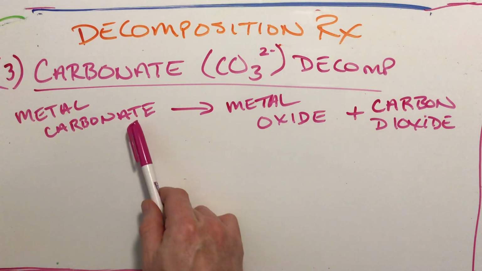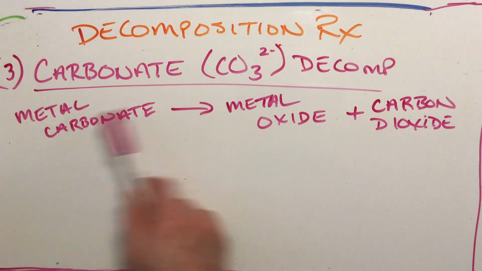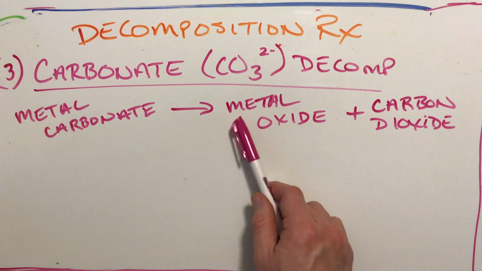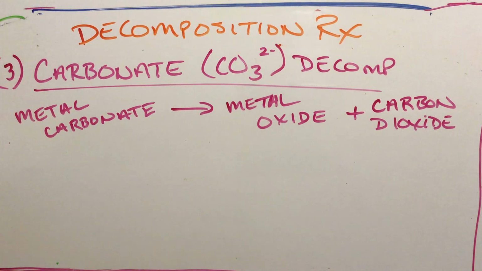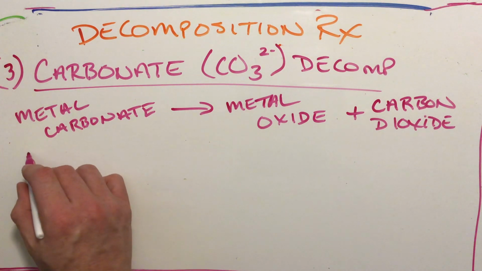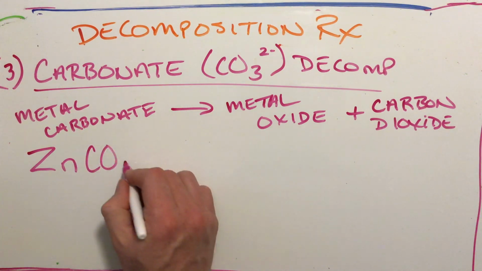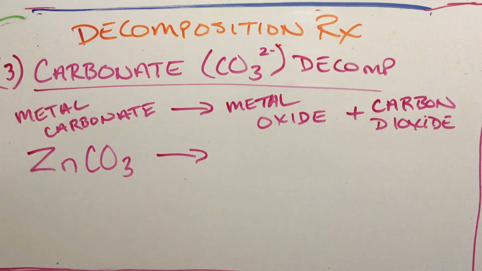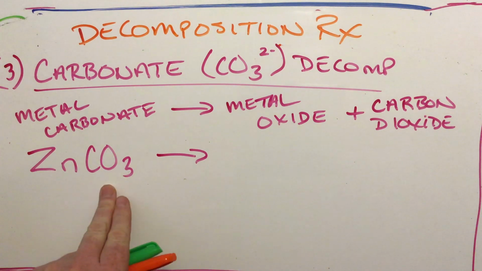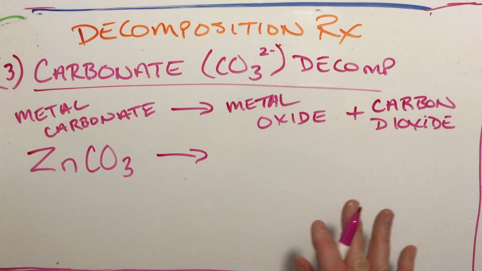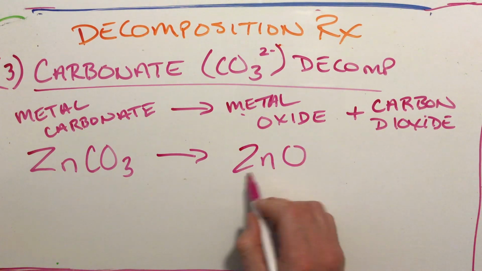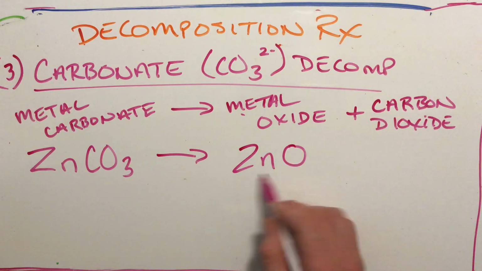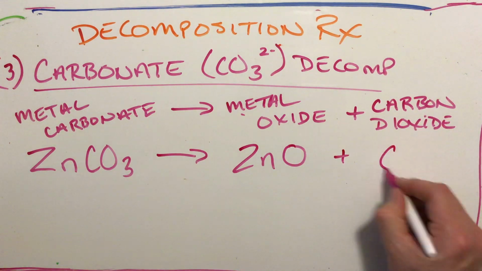A metal combined with carbonate. Remember, metals have positive charges. Carbonate is a negative charge, so they'll go together. A metal oxide and carbon dioxide, CO2, is going to be in all of these. So we'll do a couple examples of these. We'll do zinc carbonate. Zinc is a 2, carbonate is a 2 in terms of their charge, so they're good, this is a good formula. Metal oxide, my metal is zinc. Oxide means it's with oxygen, so zinc oxide, and carbon dioxide, CO2.